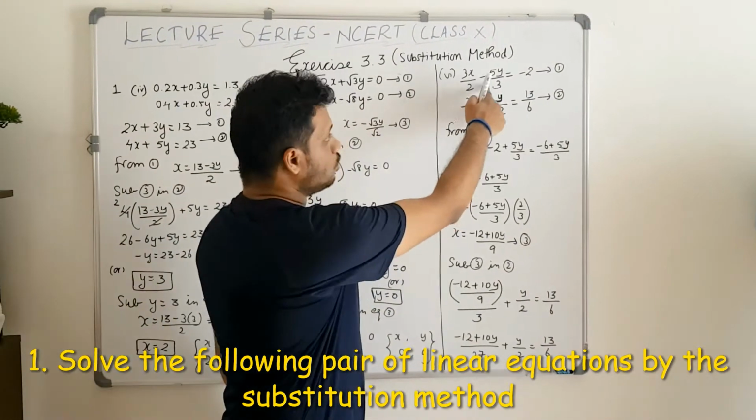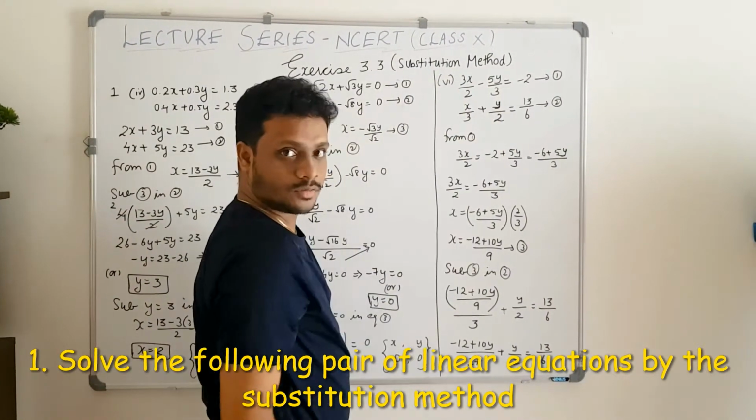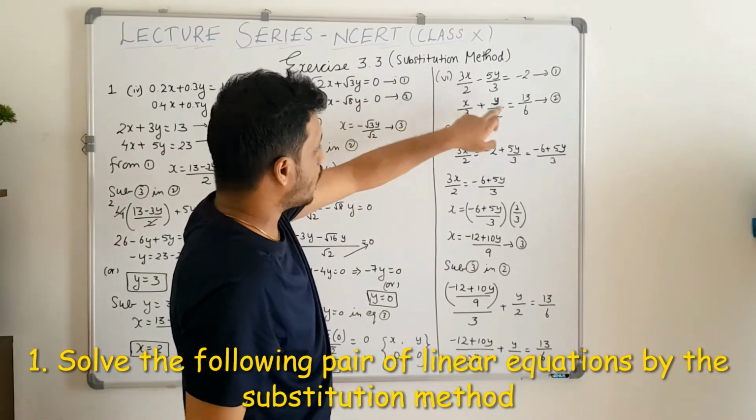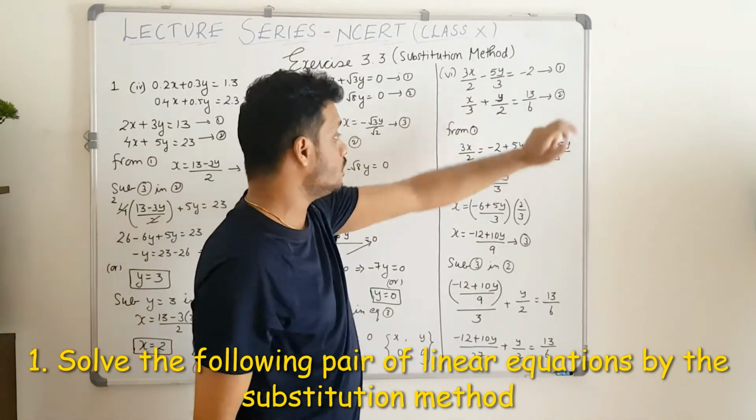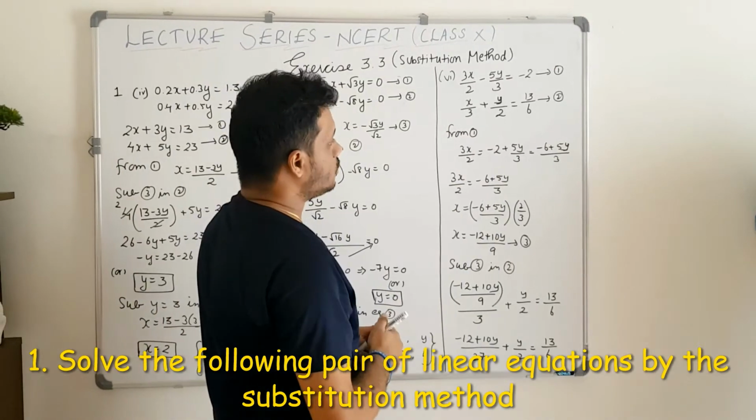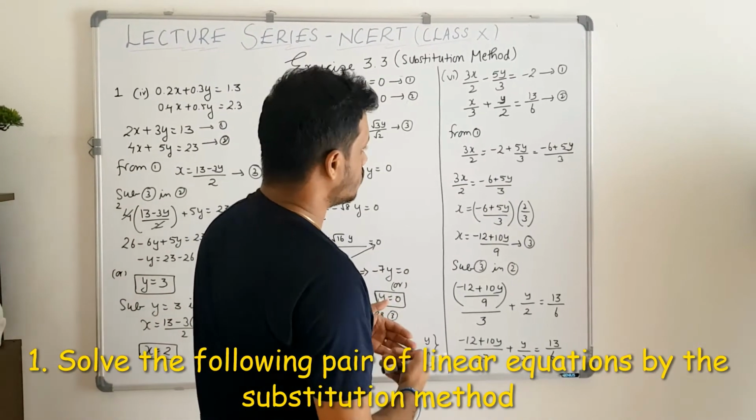Moving on to the sixth one. We have 3x by 2 minus 5y by 3 is equal to minus 2 as the first equation and x by 3 plus y by 2 equal to 13 by 6 as the second equation. And here there are fractions, so it will take a little more steps to solve it.